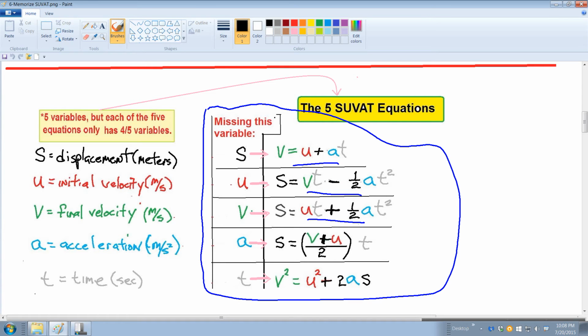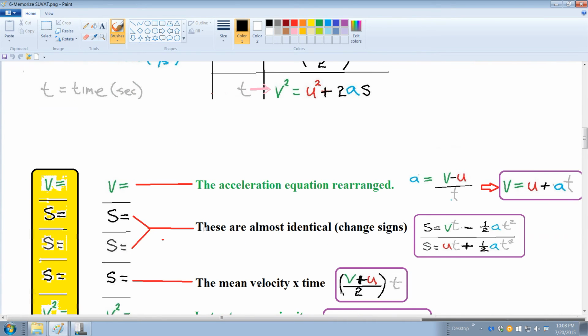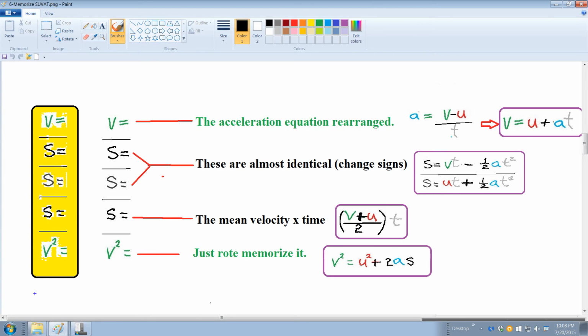But if you want to quickly memorize them, which a lot of people want to do, one of the things that I noticed is that these equations are two V's flanking three S's. So it's V, S, S, S, V squared. Okay, so that's one way you can set up these equations. And then you'll notice that the first equation is actually just the equation for acceleration algebraically rearranged. So that's the first equation.